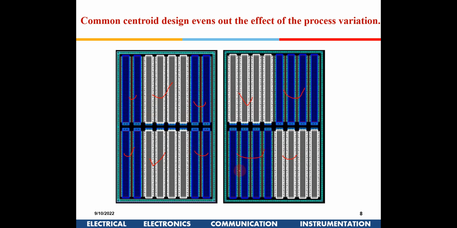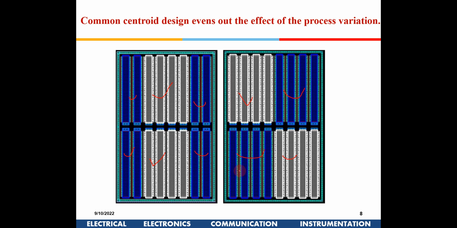Sir, I have one question. You are saying this common centroid design is used to reduce the process variation, which is nothing but M1 not equal to M2? Correct. So M1 not equal to M2 means we are considering size there. Yeah, width.